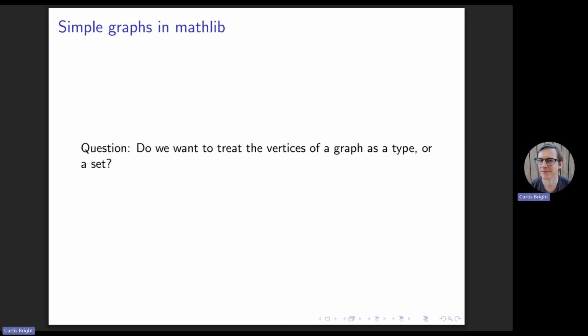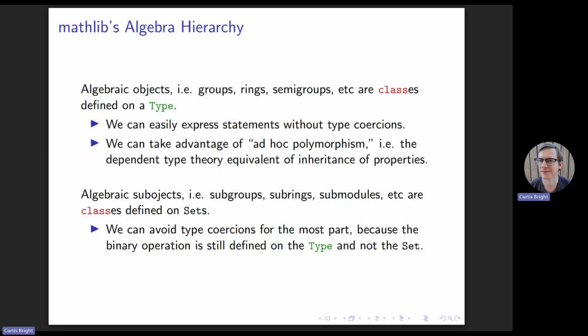So if we're defining graphs in mathlib, the first definitions that were added to mathlib were simple graphs. And the question we want to ask is, do we want to treat the vertices of a graph as a type or a set? Originally, the people that wrote the simple graph hierarchy decided to model it after the algebra hierarchy. So we first look at the algebra hierarchy to see how it's structured.